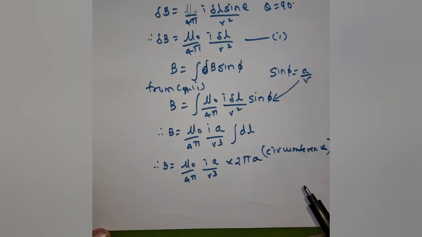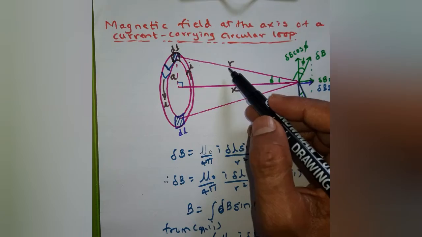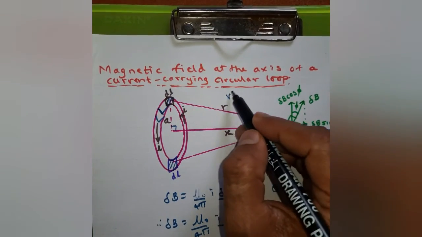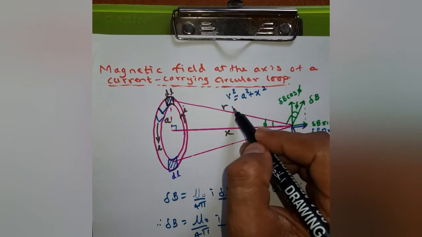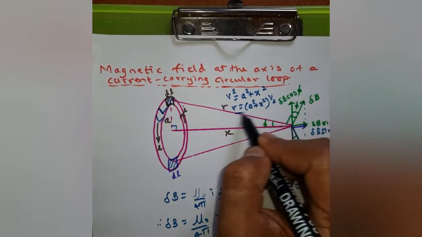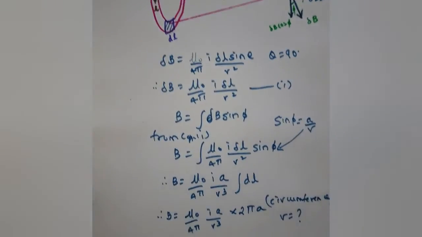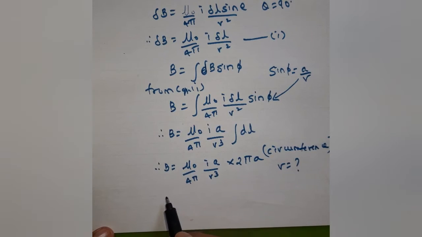Now let's substitute one more value. Can we get the value of r if I apply the Pythagoras theorem over here? If I apply the Pythagoras theorem, I get r square equals a square plus x square. So r equals a square plus x square raised to half. This is the value of r. I substitute the value of r over here. So what do I get this value as?